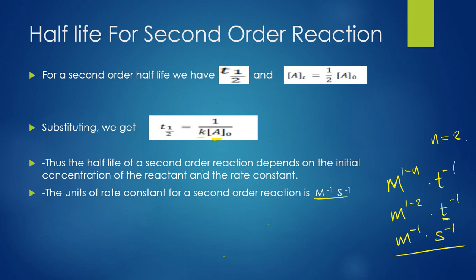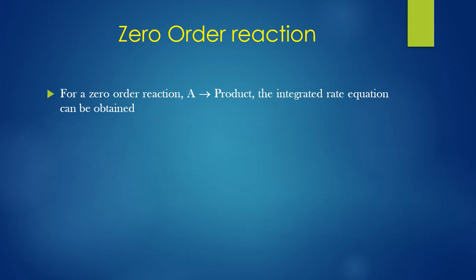You just have to use this simple expression to help you with units, because the units of the rate constant for the first order, second order, and zero order are different, but this expression is going to help you. So take note of that.